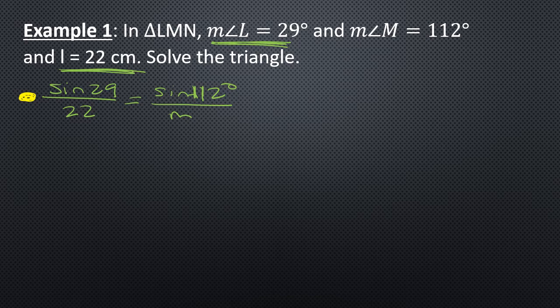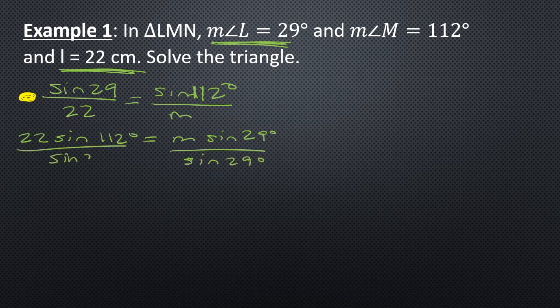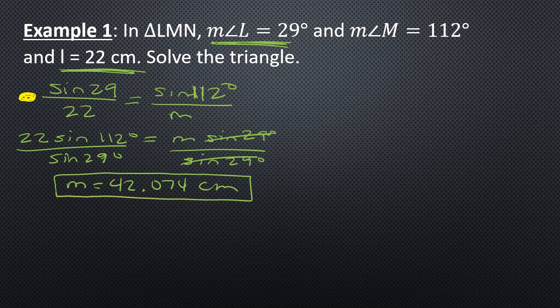If I cross multiply, I get 22 sine 112 degrees equals m sine of 29 degrees. Ultimately, I'm solving for m, so I'm going to divide by the sine of 29 degrees. Cancel, cancel. Now you have a calculator-ready problem. Take a minute, type that into your calculator. Do not round. You could type that all in the same line. Anytime they give you units in the problem, you need to carry those units throughout the problem.